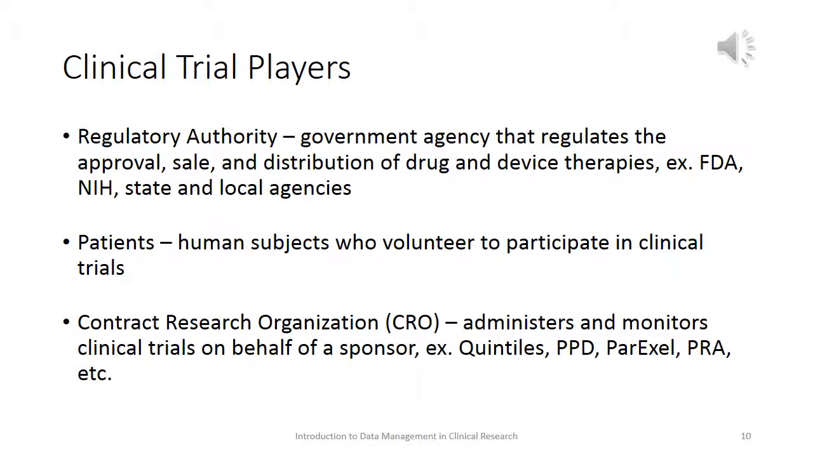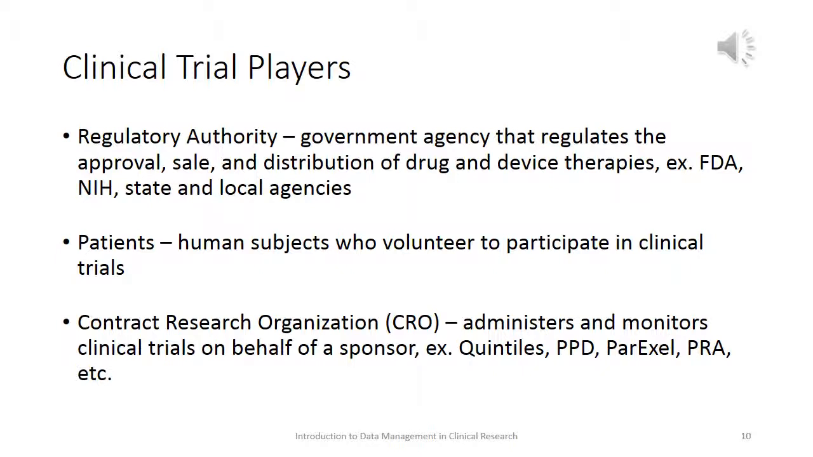A couple more players here. We have the regulatory authority. That's going to be the government agency that regulates the approval, sale, and distribution of drug and device therapies. Examples of them: the FDA here in the United States, National Institutes of Health. We also have state and local agencies that may be involved as regulatory authorities with respect to a clinical trial.